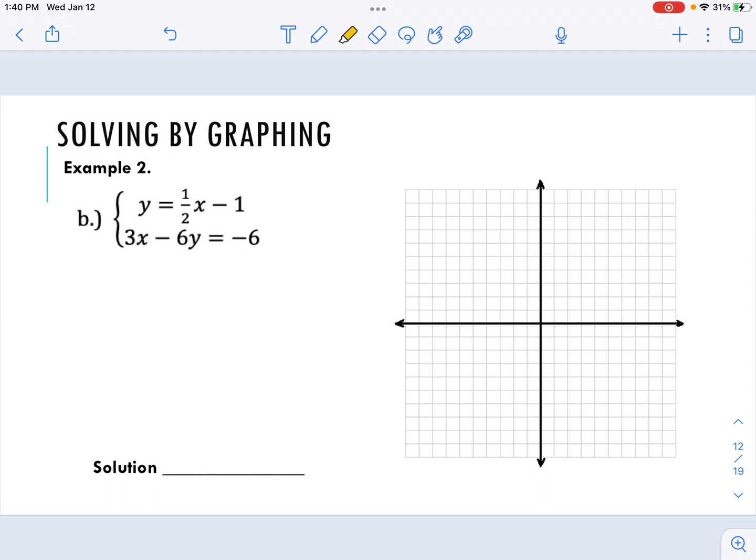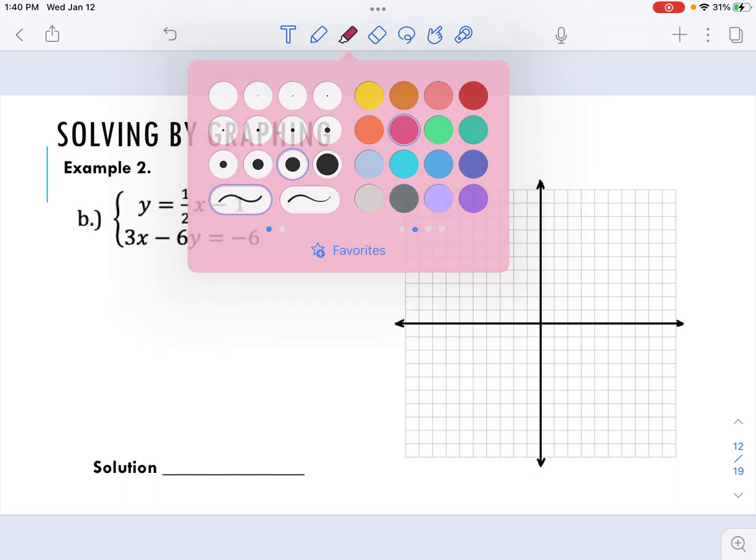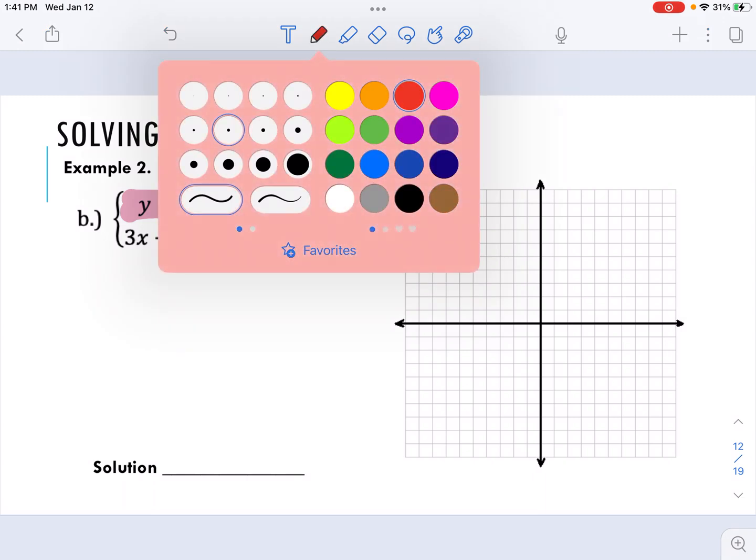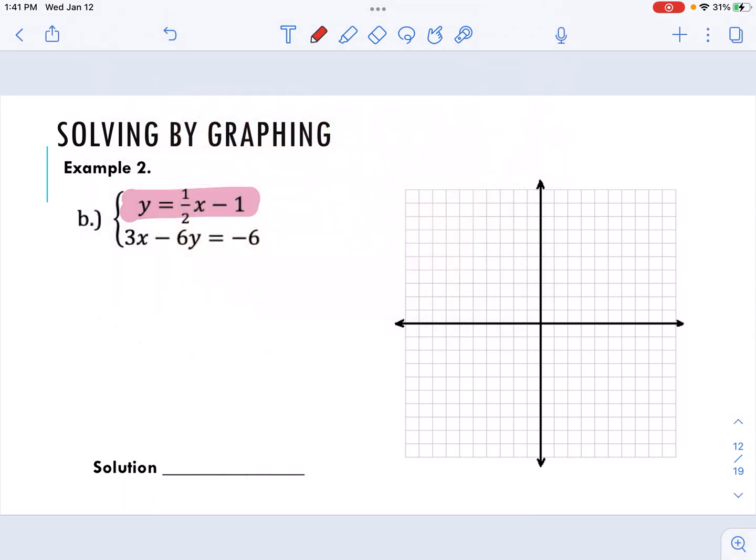All right, let's start going over this problem together. In example B, I'm going to take a look at this first equation here. We notice that this is in slope-intercept form. I'm going to try to color coordinate this in red. My y-intercept is negative 1, and my slope is 1/2. So I'm going to count up 1 over 2, up 1 over 2, up 1 over 2, down 1 over 2.